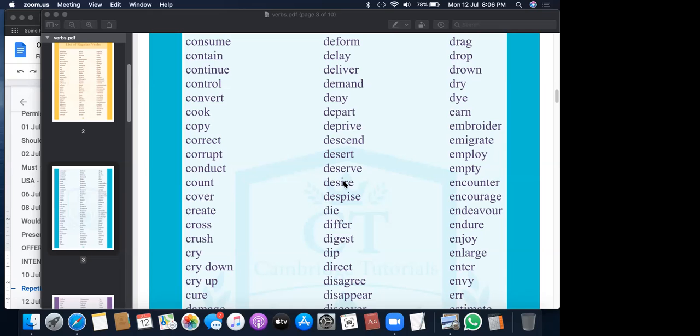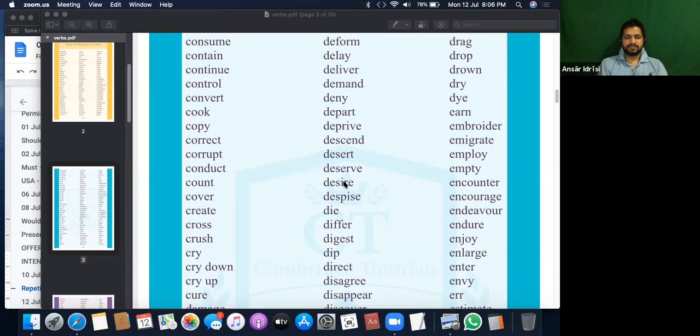It used to dip. Did it used to dip? It didn't used to dip. Dip. Next. You used to correct. Did you used to correct? You didn't used to correct. Correct. Next.